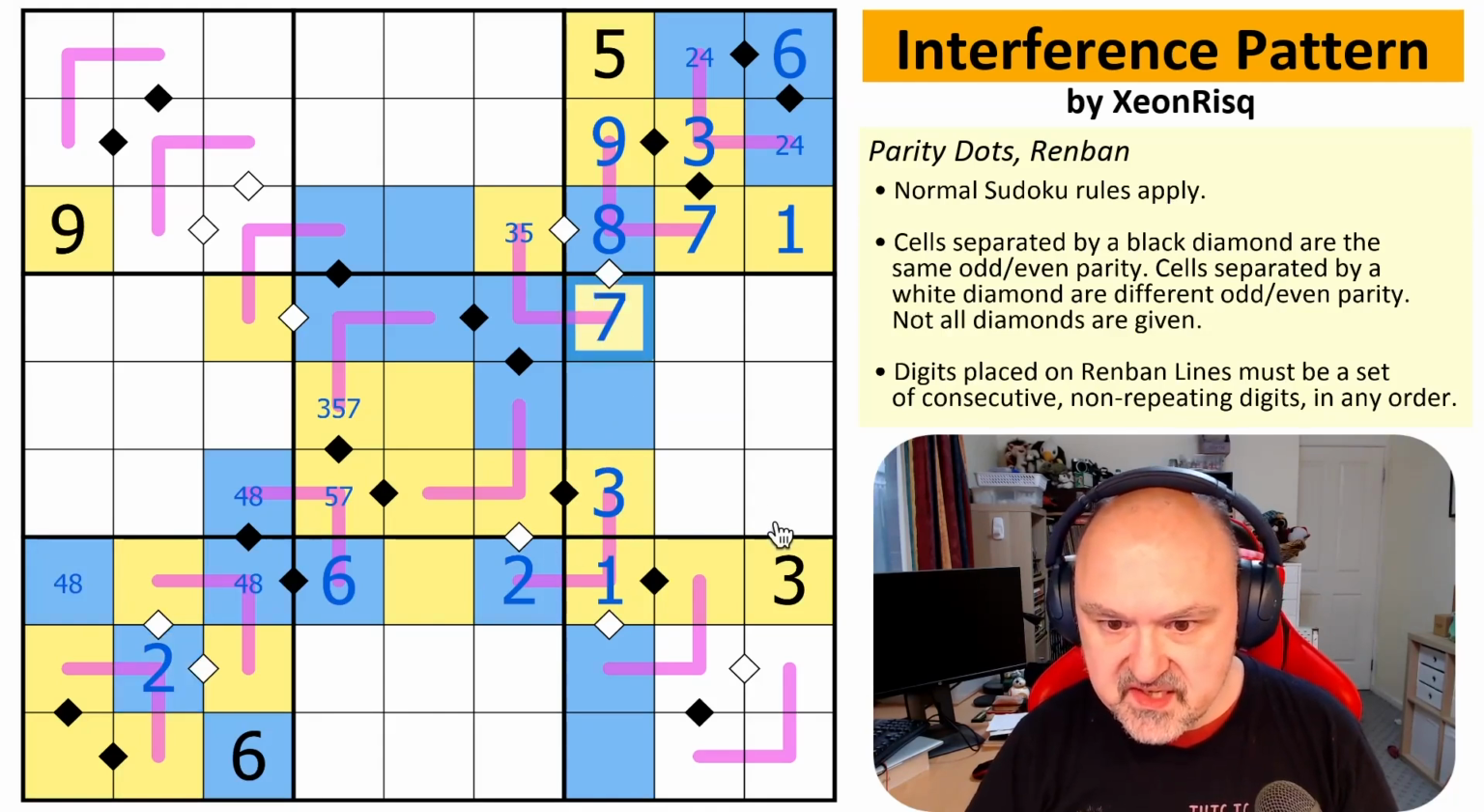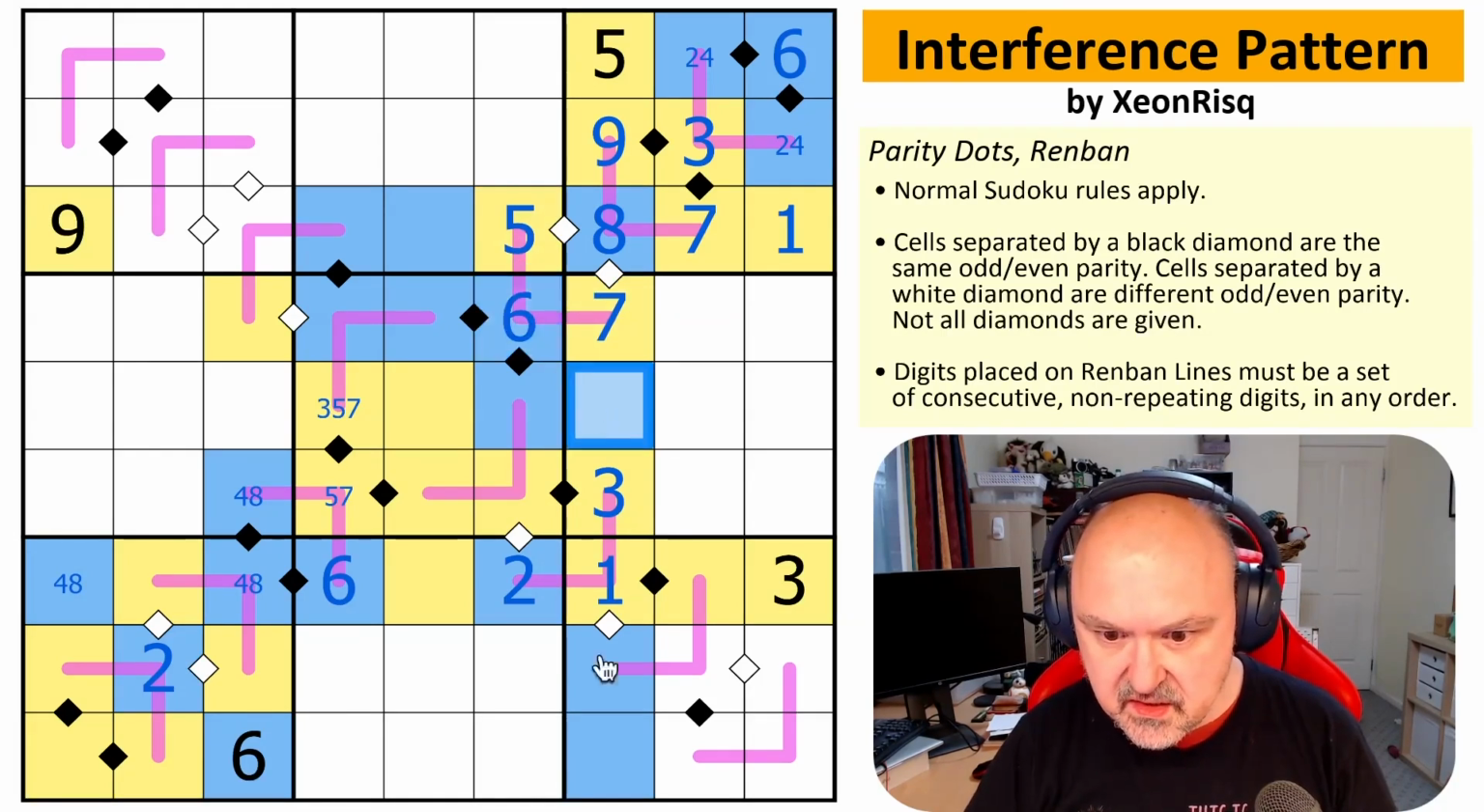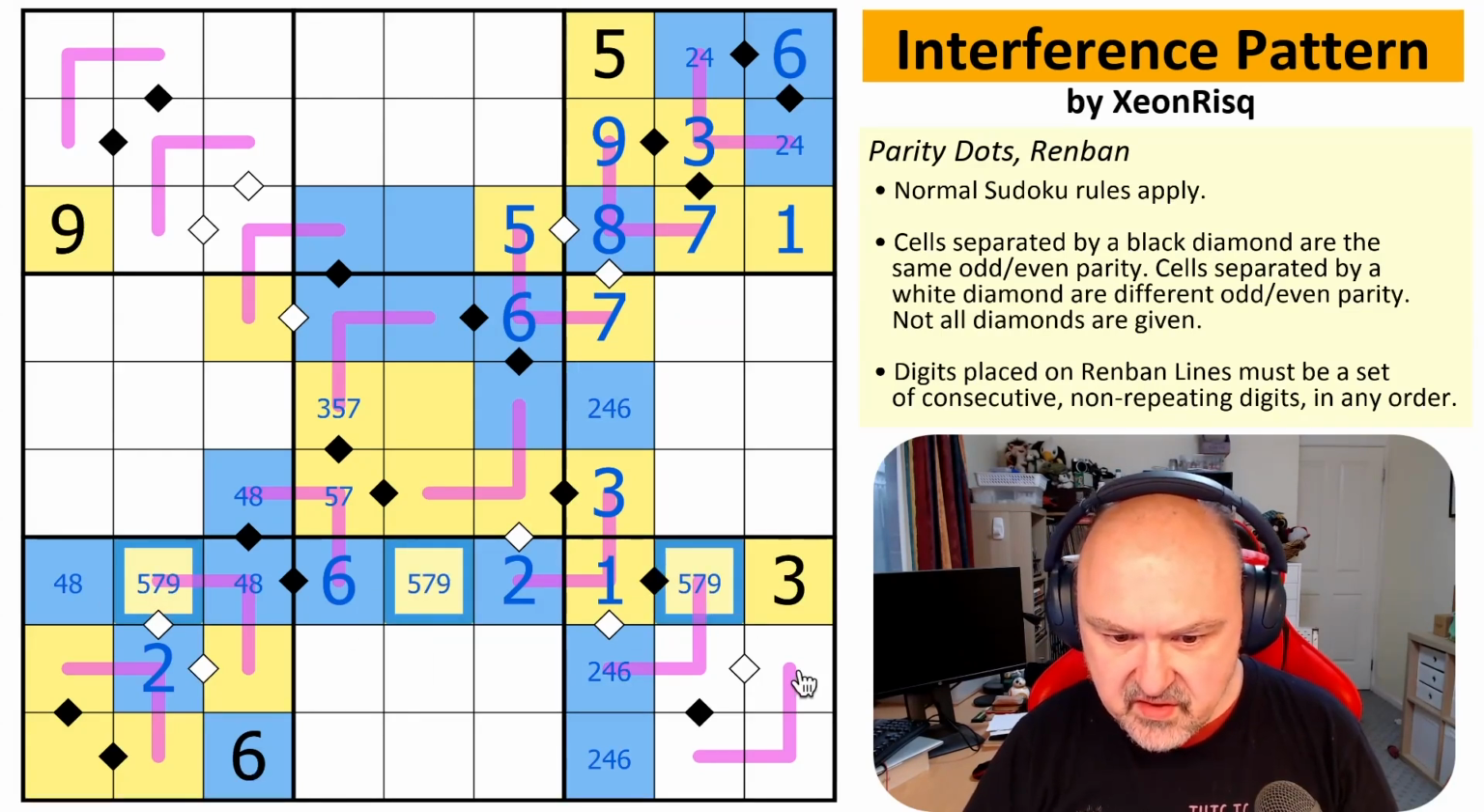The only digit I'm missing is 7. 7 can't connect to 3. This is 5, so this is 6. These are now, well, 2, 4, and 6, which they always have been. These are 5, 7, and 9.